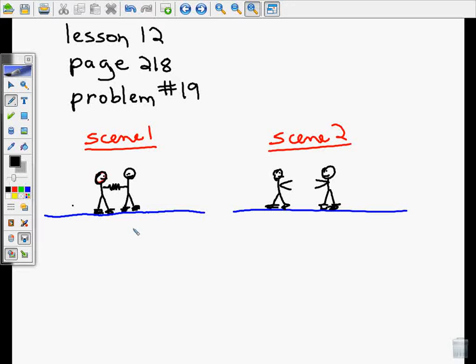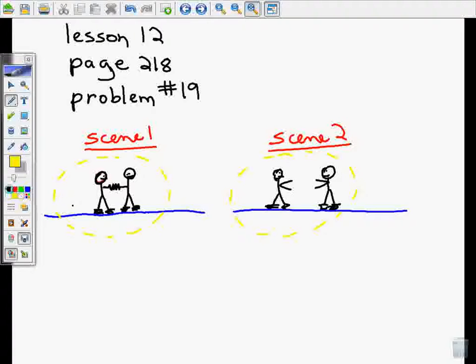Okay, lesson 12, page 218, problem number 19. So this is an explosion type problem, yes? And basically, if we consider the two of them as our system, there isn't anything coming from outside that dotted yellow line, so we know that the total momentum inside the dotted line is the same in both cases.